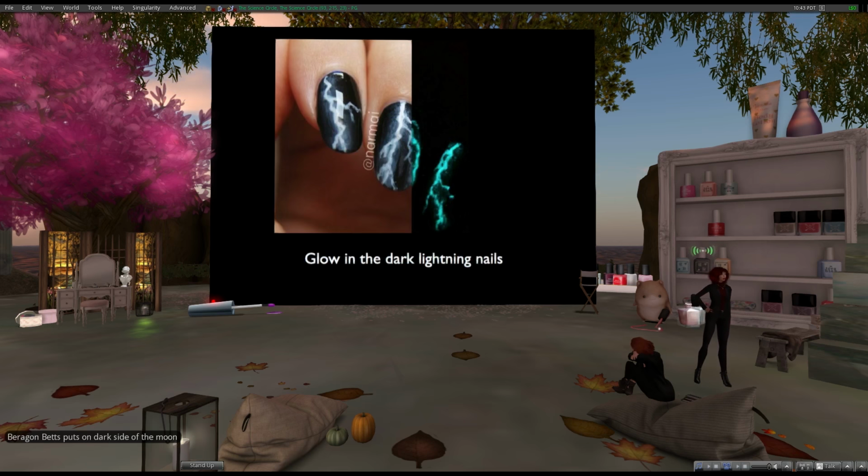And I like this one. Since I love lightning, and I gave my previous lightning lecture, I had to show you this one, where a woman actually did lightning bolts, but did the lightning bolts in glow-in-the-dark nail polish, so they glowed under UV.